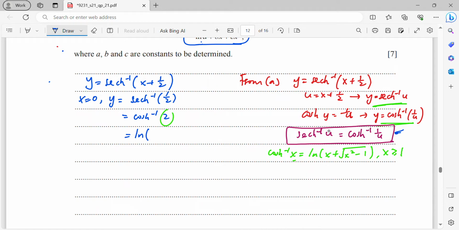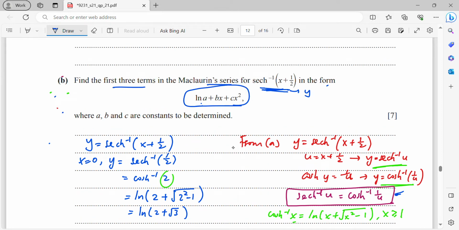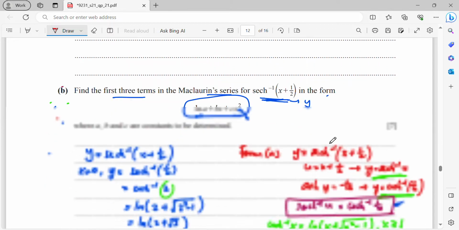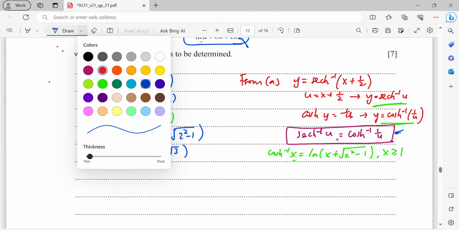So it will be ln of 2 plus square root of 2 squared minus 1, which means you'll be getting 2 plus square root of 4 minus 1, which is 3, so it will be square root 3. This is my y value when x goes to 0. And then now for the Fourier series, since you need to get x squared, that means we need to differentiate up to the second derivative. Just now we have found the first derivative, which is this result. So now I'm going to copy this and replace the x by 0. Okay, so I will get sine y.